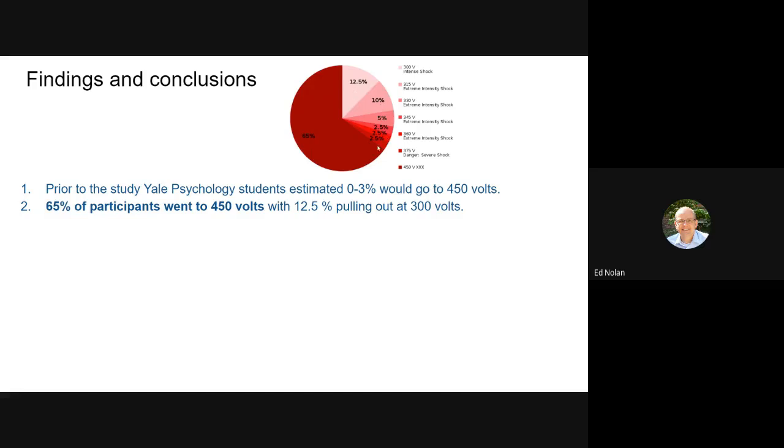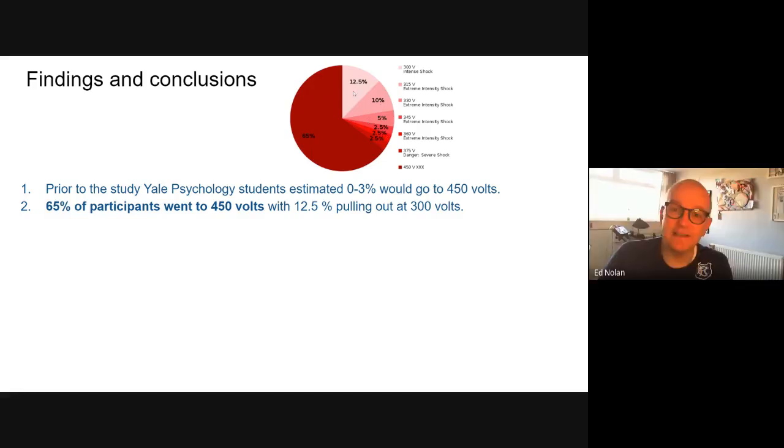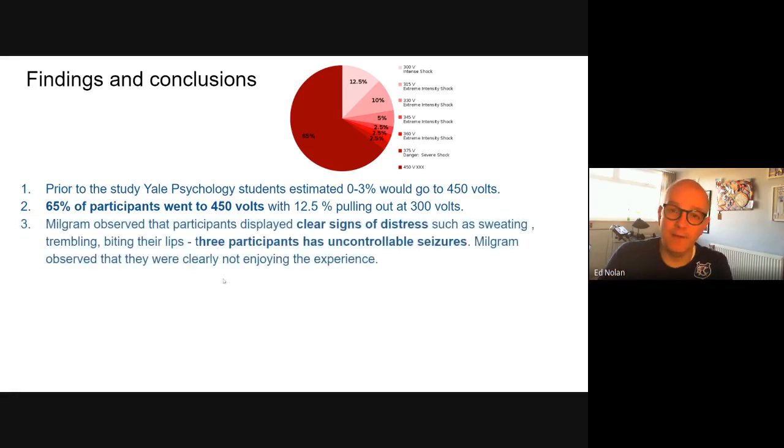Each person is 2.5%. So as you can see, 5 people pulled out at 300 volts, 4 at 315, 2 at 330, and then subsequently for the next lot, 1 person dropped out. So 65% went to 450 volts, well beyond what they were expecting. And so this was an argument that Milgram had for his ethics.